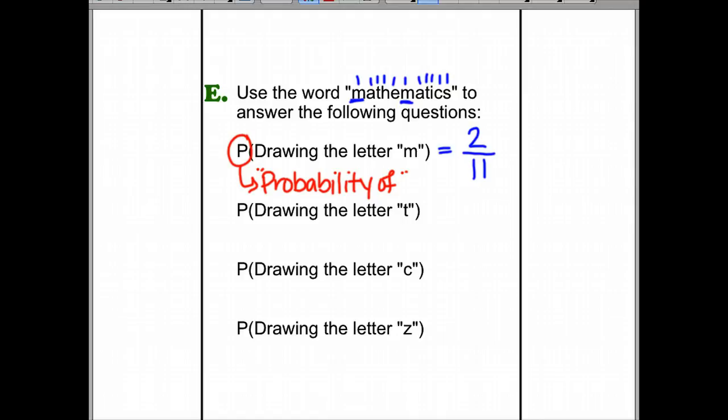Now, probability of drawing the letter T. I see 2 T's, so this is also a 2 out of 11 probability. Looking at C, I see there's 1 C, so that's a 1 in 11 chance. And then for Z, I don't see any Z's. This would be 0, that would be your never category.